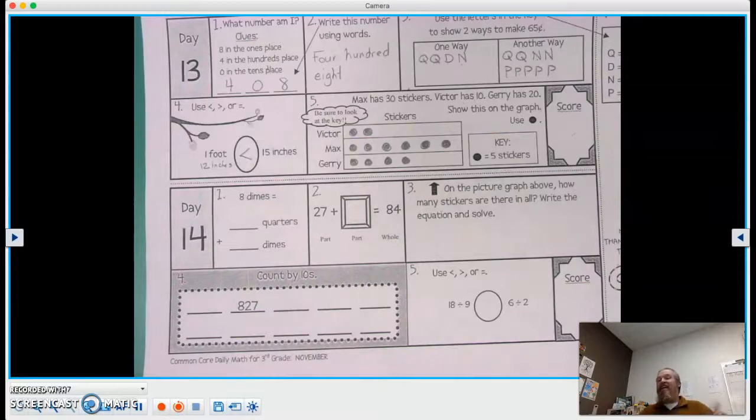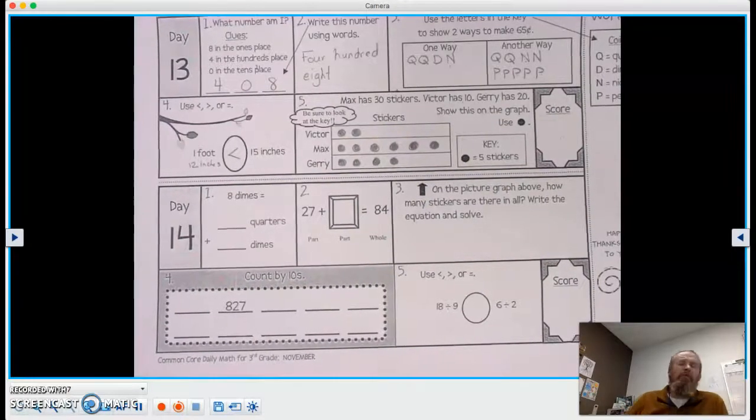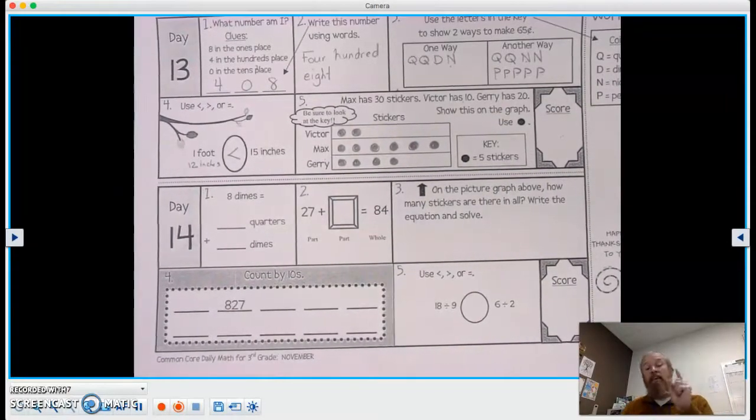Let's keep rolling here. 8 dimes, that's 8 tens, right? So that would be 80 cents. Now, 8 dimes equals, and we want it to be equal, so 8 dimes equals how many quarters and how many dimes? Well, we could go 1 quarter, and then how many dimes? Well, 35, 45, 55, 65, 75, or 85. So that's not going to work, is it?